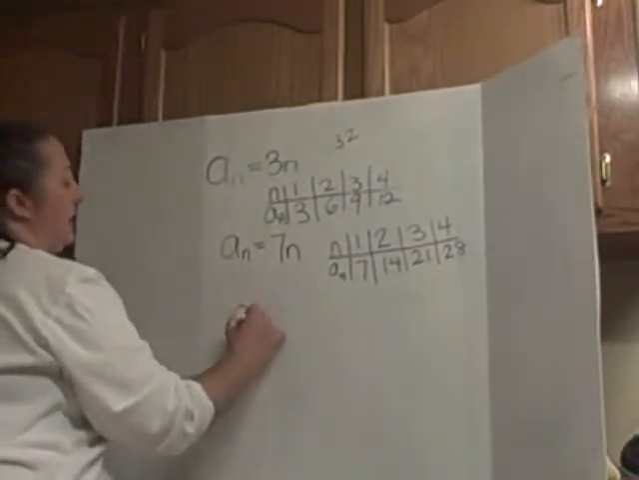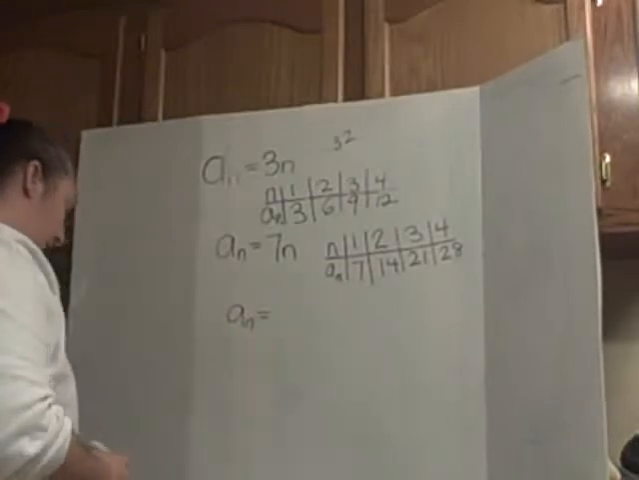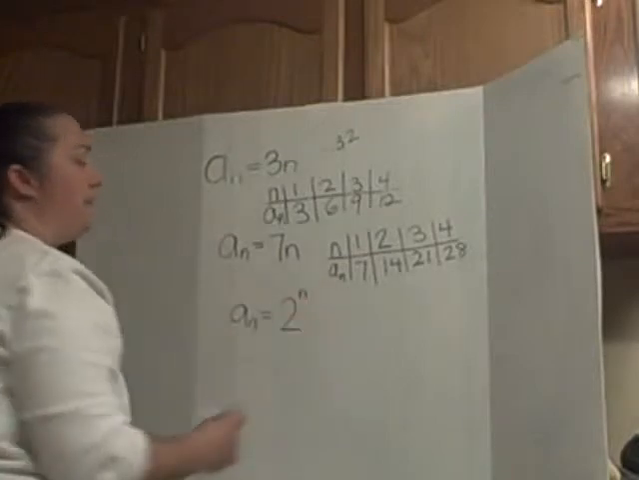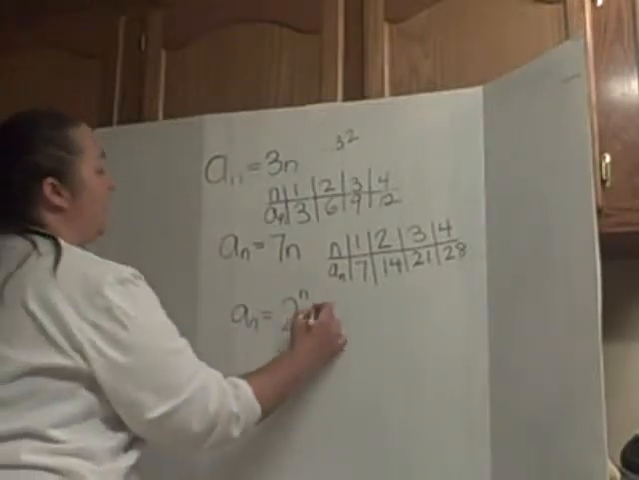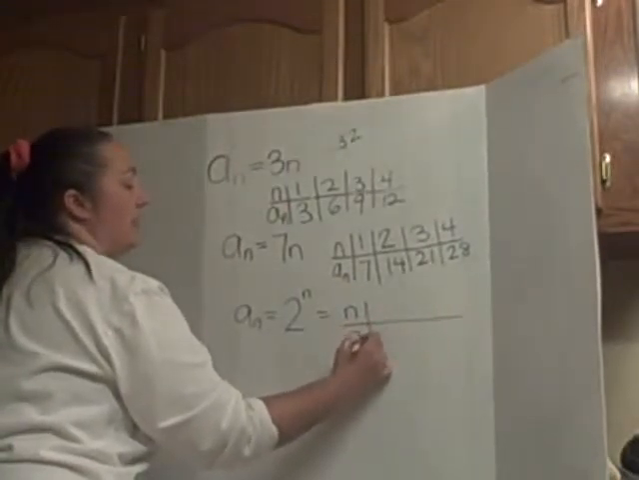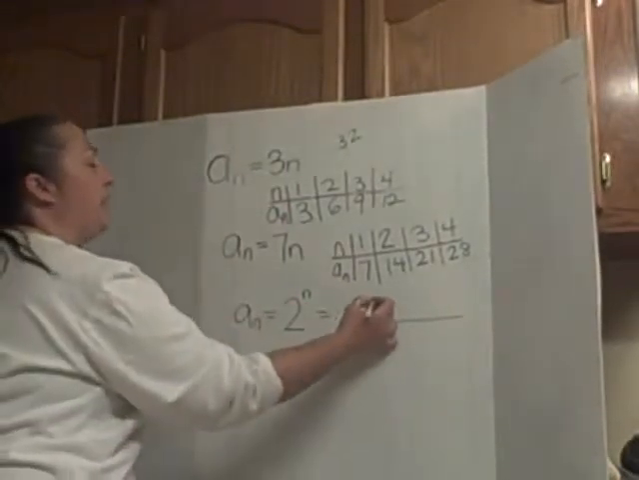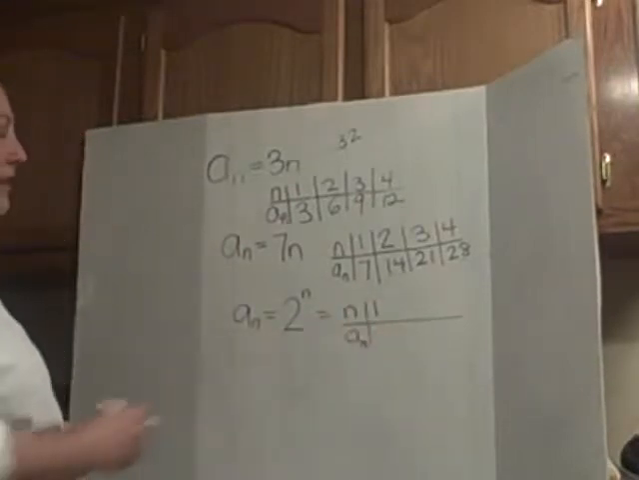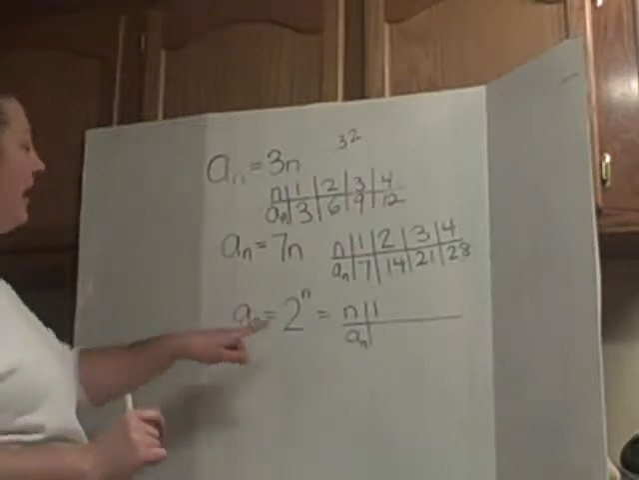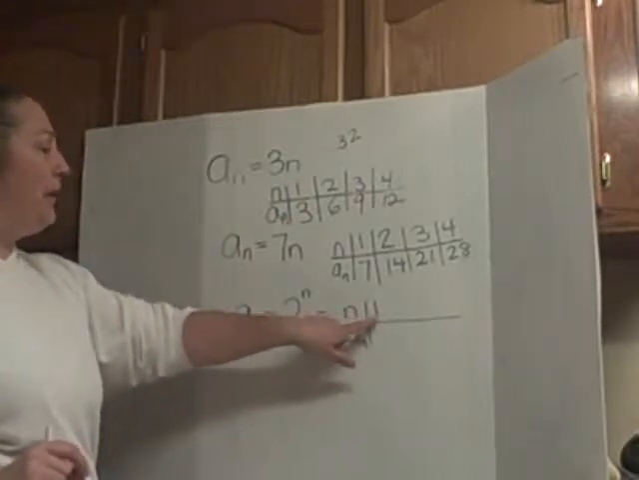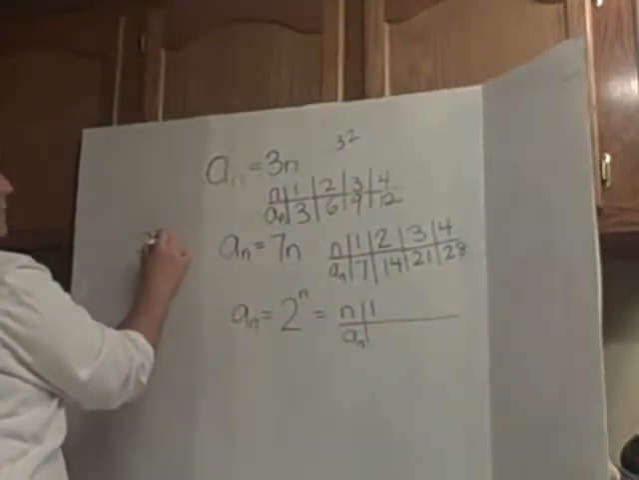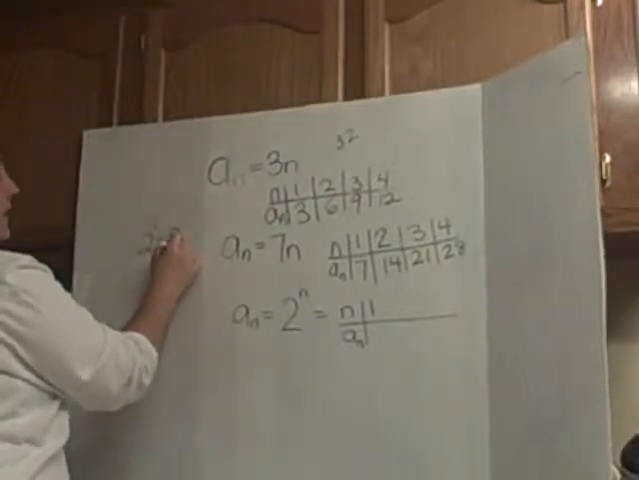Sometimes you're going to see a sequence that looks like this. A sub n equals 2 to the nth power. If I have something that looks like that, then I create a sequence chart. And again, I would start with the first term of the sequence. This time, the number that I plug in is the exponent of the number 2. So as I plug in a 1, it becomes 2 to the first power. 2 to the first power equals 2.